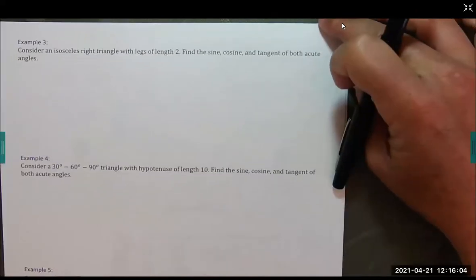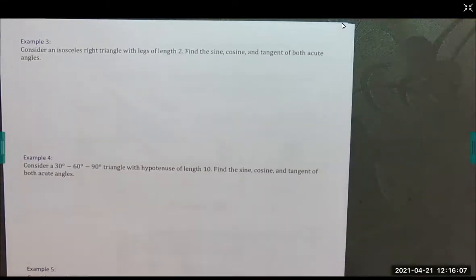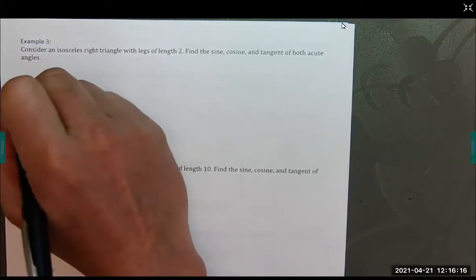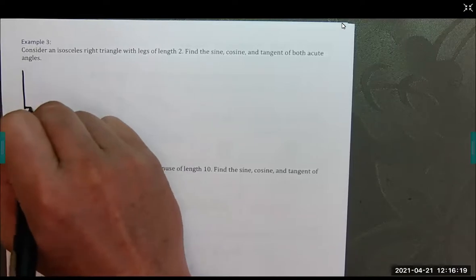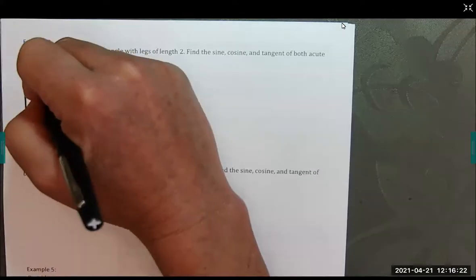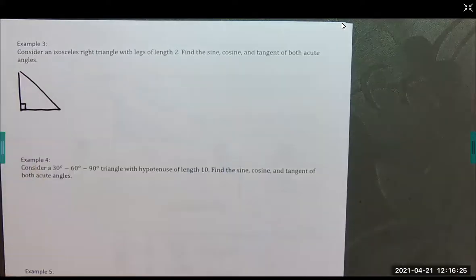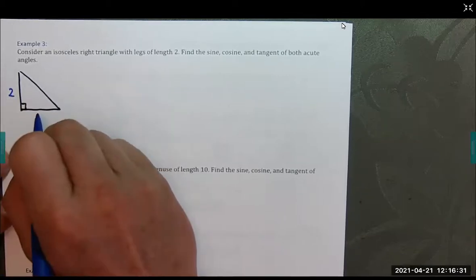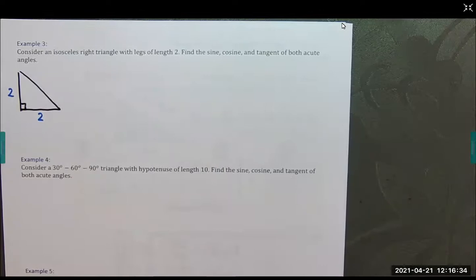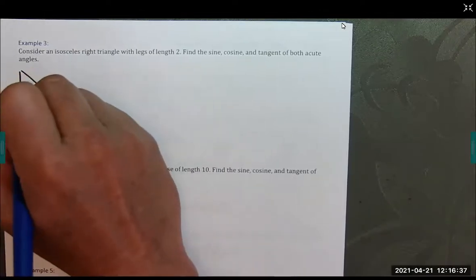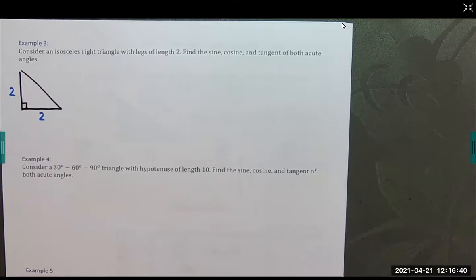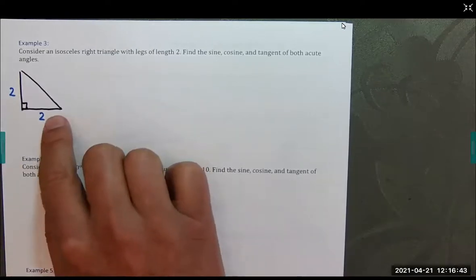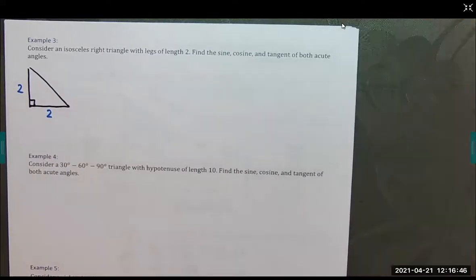So consider an isosceles right triangle with legs of length 2. Find the sine, cosine, and tangent of both acute angles. So first thing we're going to do is draw. If you remember, an isosceles triangle is one where the two sides are the same that make up the right angle. And they tell us that this is a length of 2, which makes this also a length of 2. And to be clear, well, we'll use the Pythagorean theorem to come up with that. We could also recognize that this is going to be a 45, 45, 90 triangle and use our special right triangles to come up with the hypotenuse. So either way works.